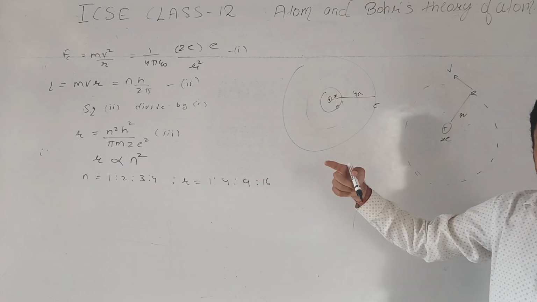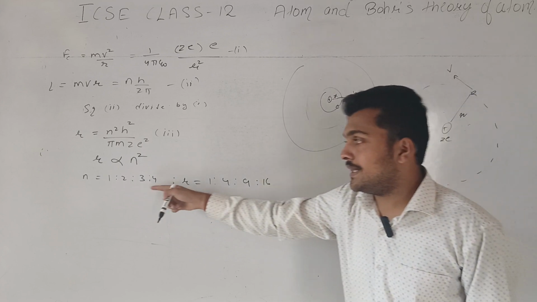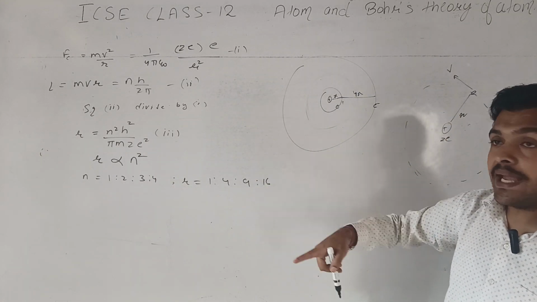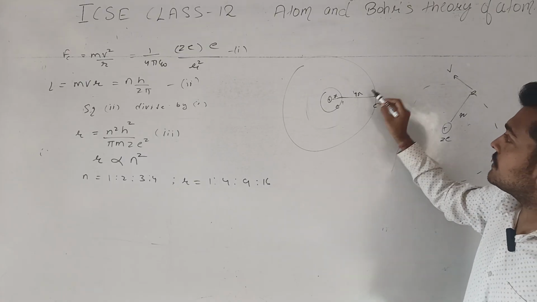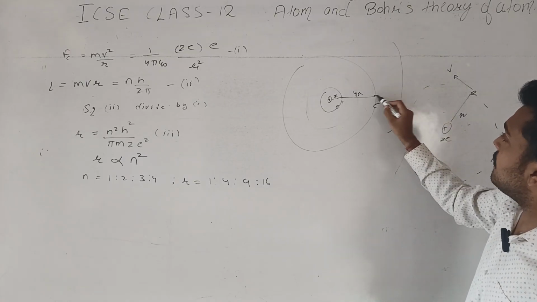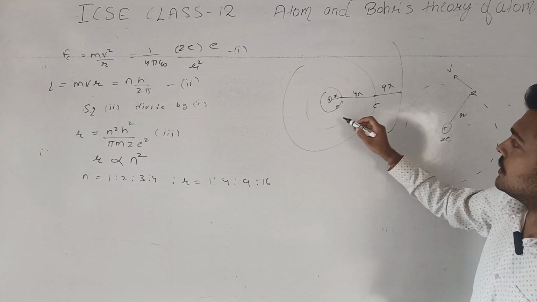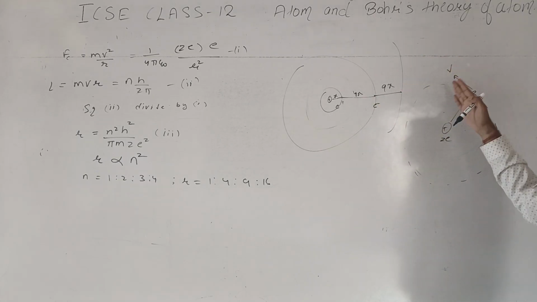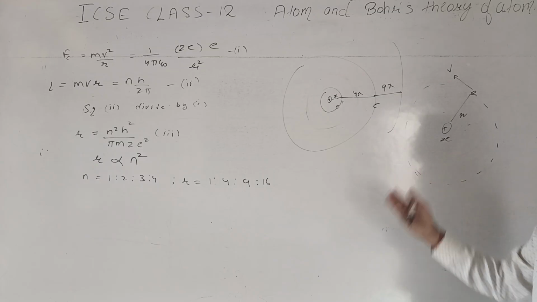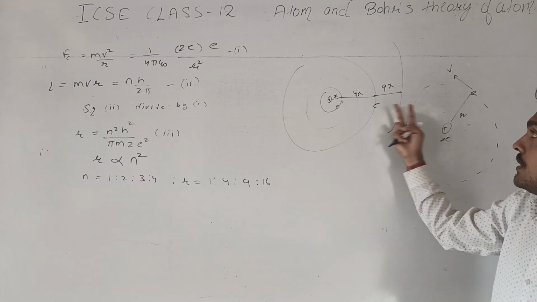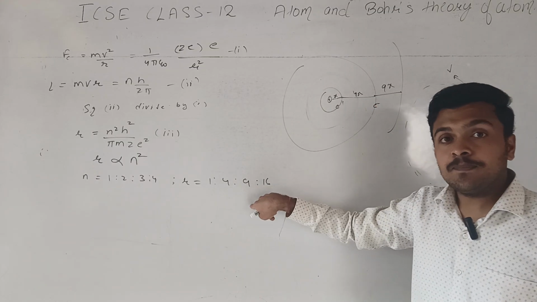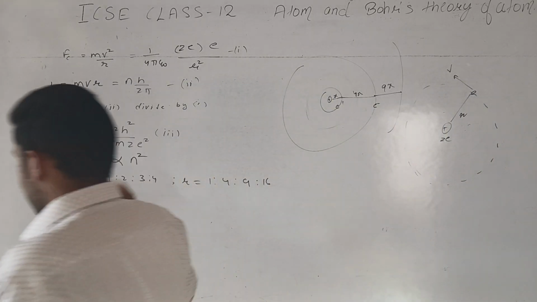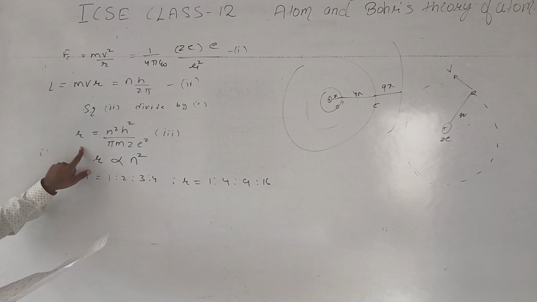When it jumps to the next higher orbital, or angular momentum becomes 3 times, in the ratio 3 times, then the orbital will increase 9 times. So if this is 4x, third will be here, it will be 9x, and then fourth will be 16x. So the distance between the orbitals will also go on increasing. This is what we want to know from this third equation. This is what this equation tells us.